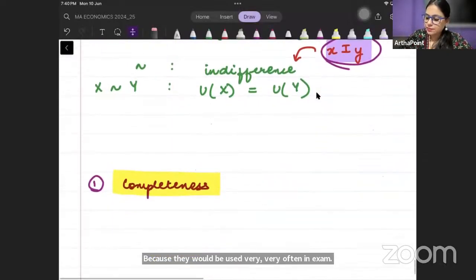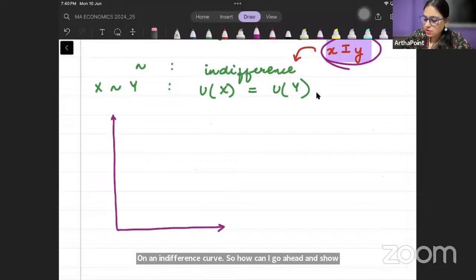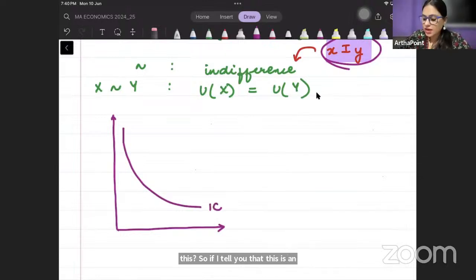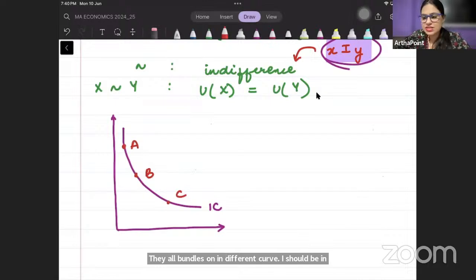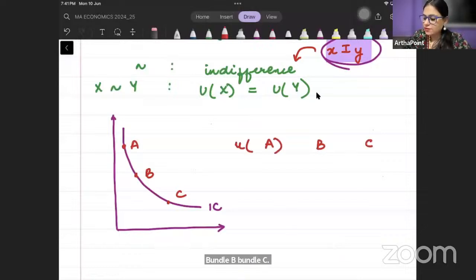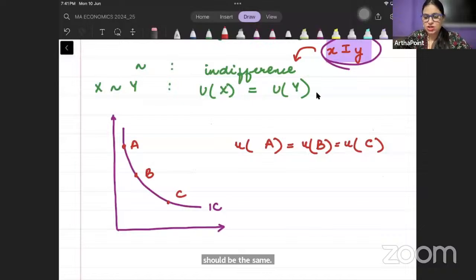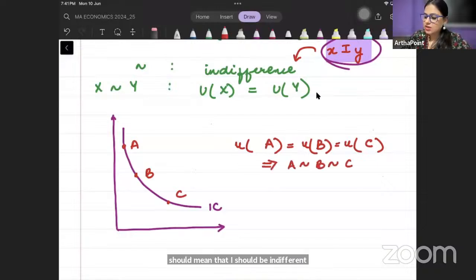If I want to show these three on an indifference curve, how can I do this? If this is an indifference curve, then I should be indifferent between all bundles on the indifference curve. They should give me the same utility. So for bundle A, bundle B, bundle C, the utility that I get from them should be the same. If I get the same level of utility from A, B, and C, I should be indifferent between A, B, and C. This is how I can show the first thing. I can say A I B I C.